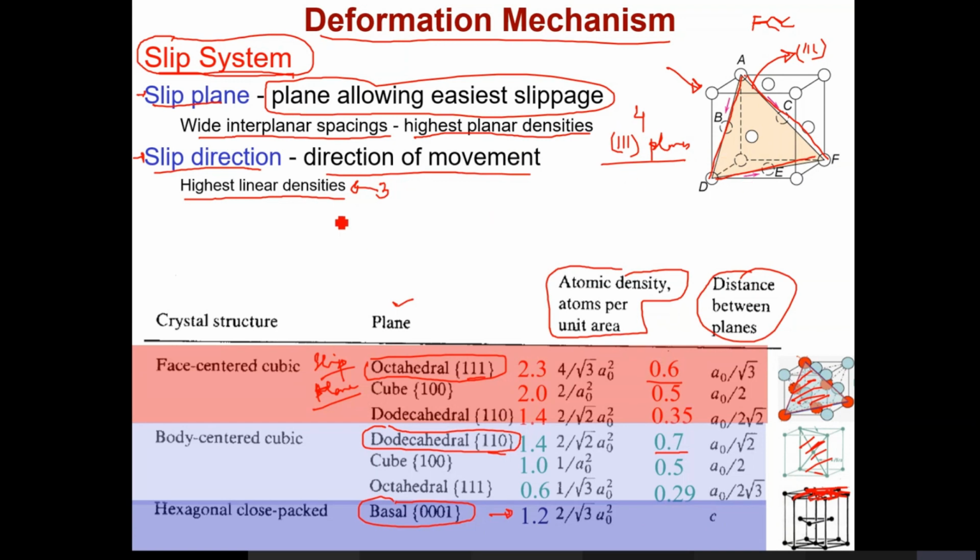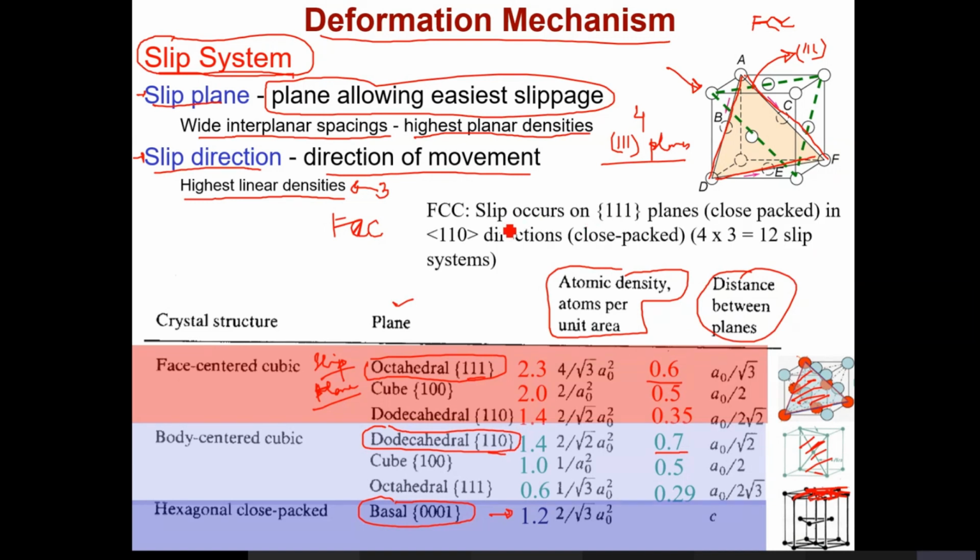So essentially for an FCC system, slip occurs on {111} planes, which are the close packed planes, in <110> directions. And for these close packed planes, you essentially have 4 times 3, that is 12, slip systems for FCC. 4 because you could only have 4 {111} planes which are not parallel to each other in this system, and each plane would have three directions, that would make 12 possibilities of slippage in an FCC system.